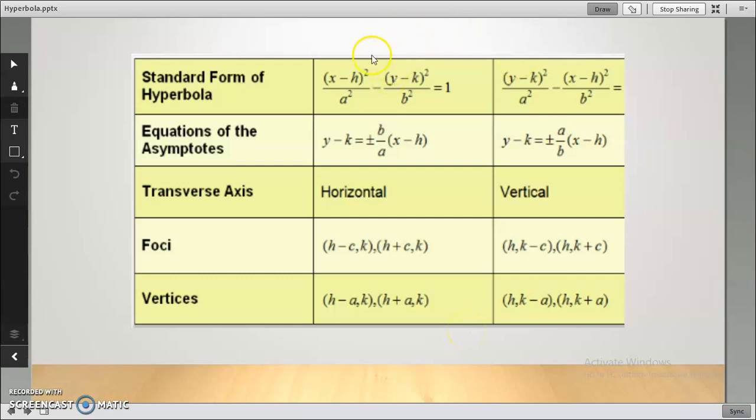Also, notice the center. I don't have the equation for the center, but hopefully you know the center is always going to be (h, k). The x values will be together and the y values will be together. So notice here the k is still with the y and the h is still with the x. Okay?